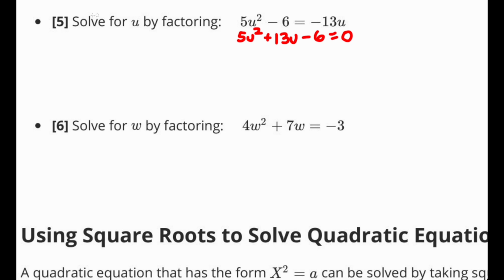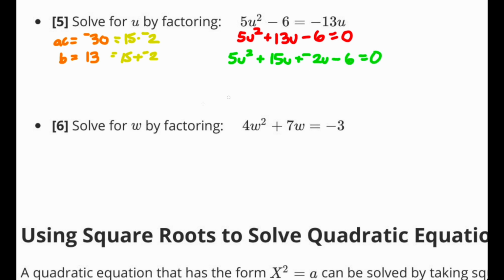Now we can figure out the AC. In this case, the AC number is -30. The B value is 13. Okay, now you need to think of two numbers that multiply to get -30 and add to get 13. And those two numbers would be 15 times -2 and 15 plus -2. Okay, we're going to use those to split that middle term. So now it's 5u squared plus 15u plus -2u minus 6 equals 0.